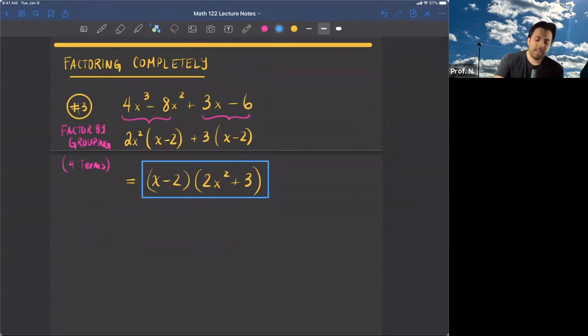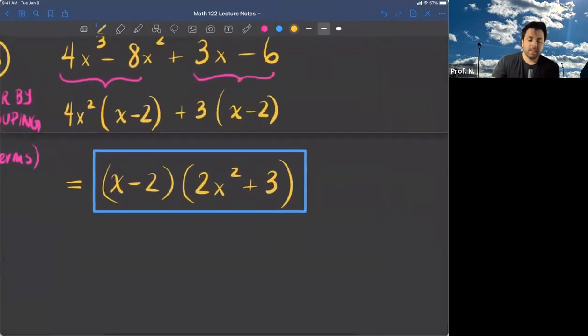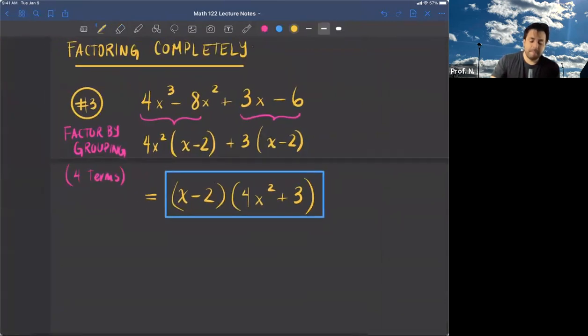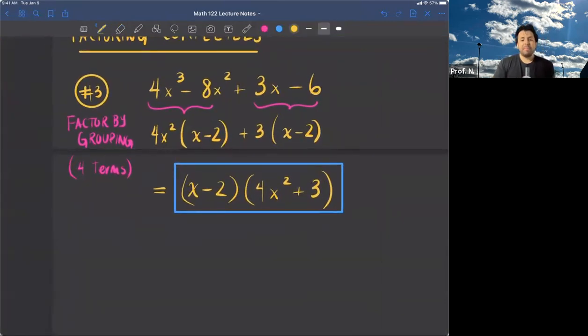Oh, pardon me. I see. Thank you, guys. Sometimes it's a little bit too early in the morning. So this is 4x squared. You're right. It's 4x squared, because 2 times 2 is 4. Thank you for that. And then this becomes 4. So you guys are right.